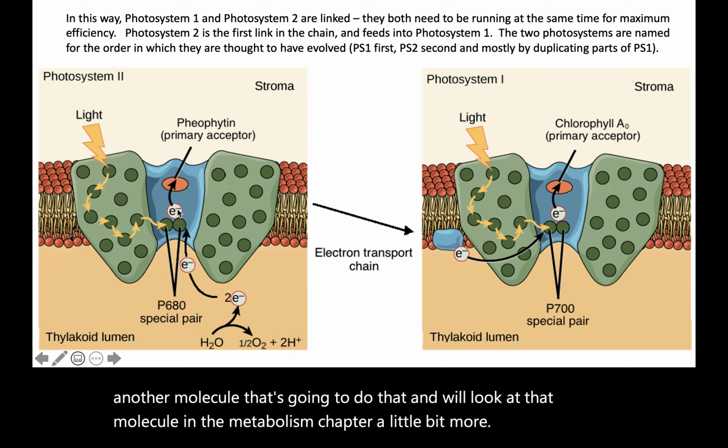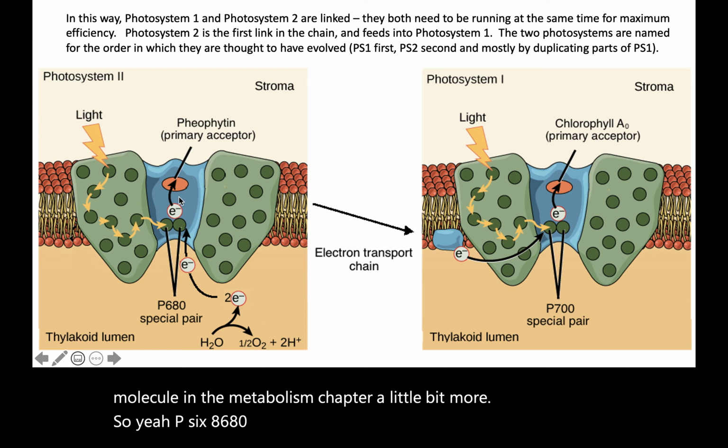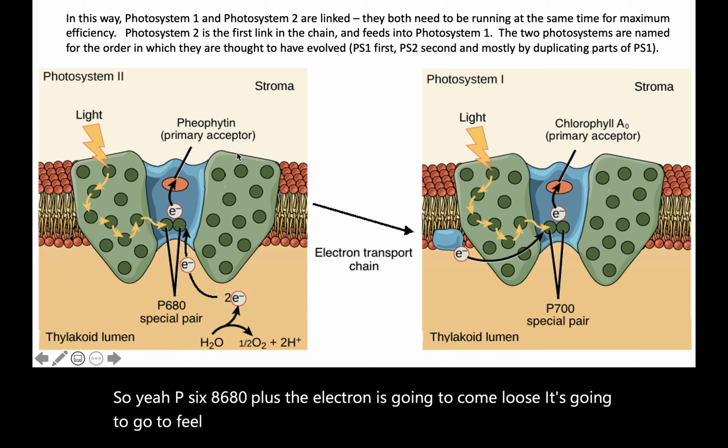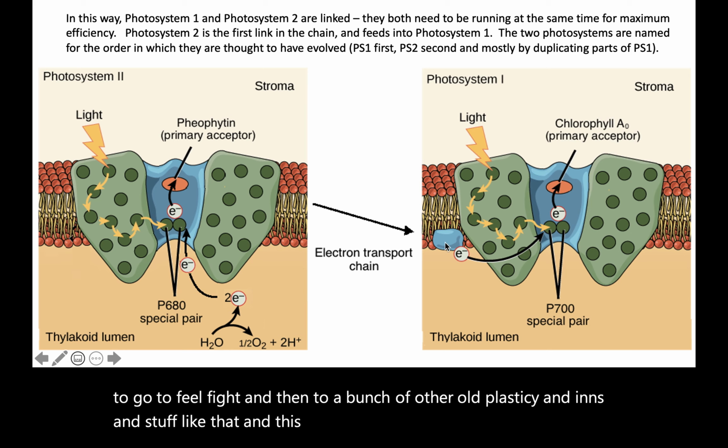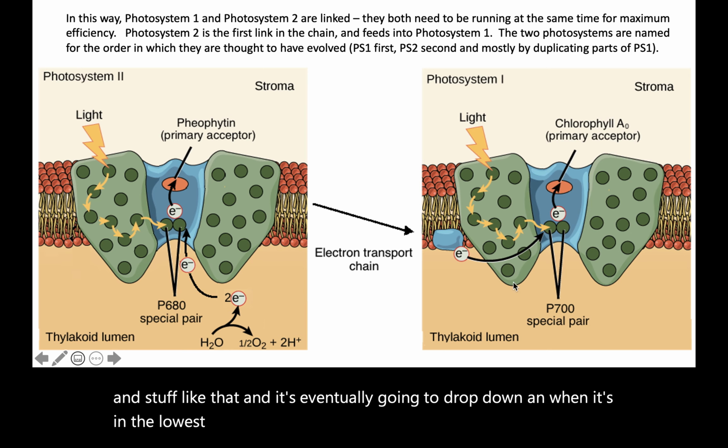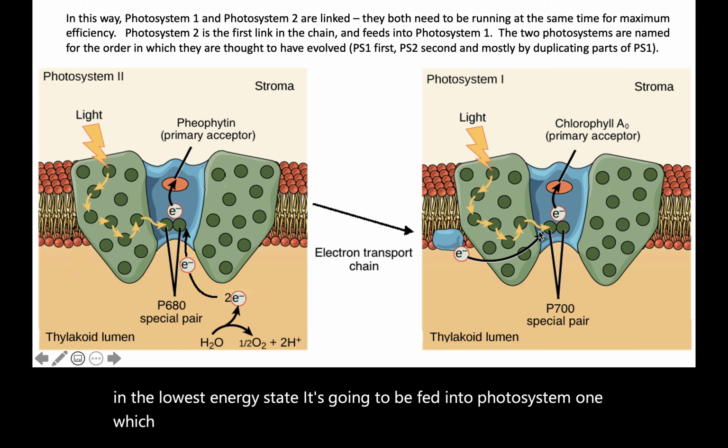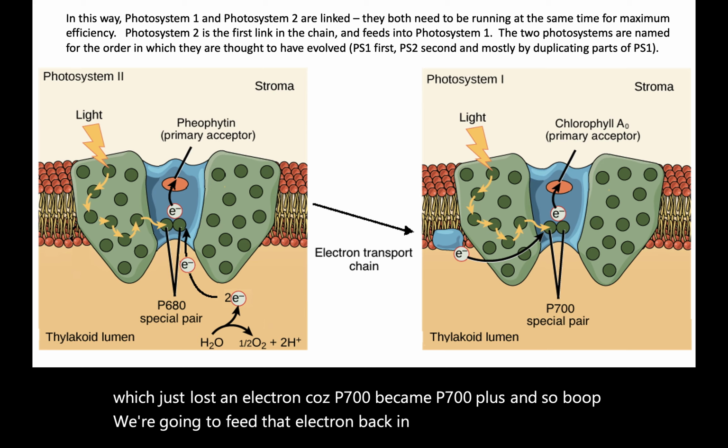So yeah, P680 to P680 plus. The electron is going to come loose. It's going to go to pheophytin and then to a bunch of other plastocyanins and stuff like that. And it's eventually going to drop down, and when it's in the lowest energy state, it's going to be fed into photosystem 1, which just lost an electron because P700 became P700 plus. And so, boop, we're going to feed that electron back in, and yeah, there you go. It's the circle of life.